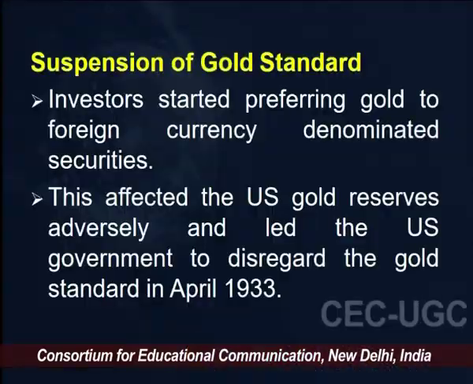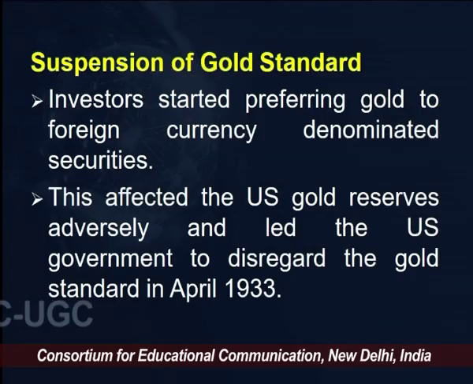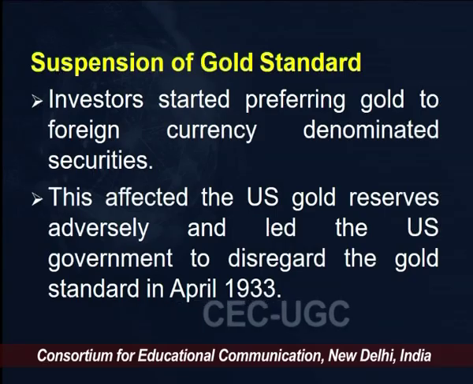So, slowly the gold standard was losing its value in the exchange rate market. Investors started preferring gold to foreign currency denominated securities. This affected the US gold reserves adversely and led the US government to disregard the gold standard in April 1933. So, let us now pinpoint the reasons for the decline of the gold standard.